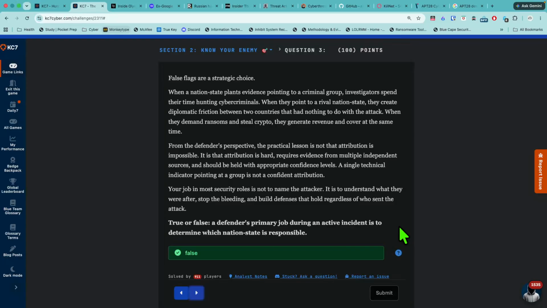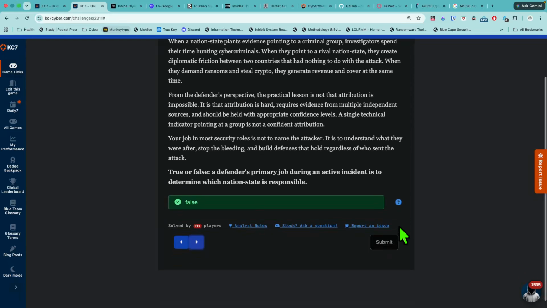From the defender's perspective, the practical lesson is not that attribution is impossible. It is that attribution is hard, requires evidence from multiple independent sources, and should be held with appropriate confidence levels. A single technical indicator pointing at a group is not a confident attribution. Your job in most security roles is not to name the attacker, it is to understand what they were after, stop the bleeding, and build defenses that hold regardless of who sent the attack.